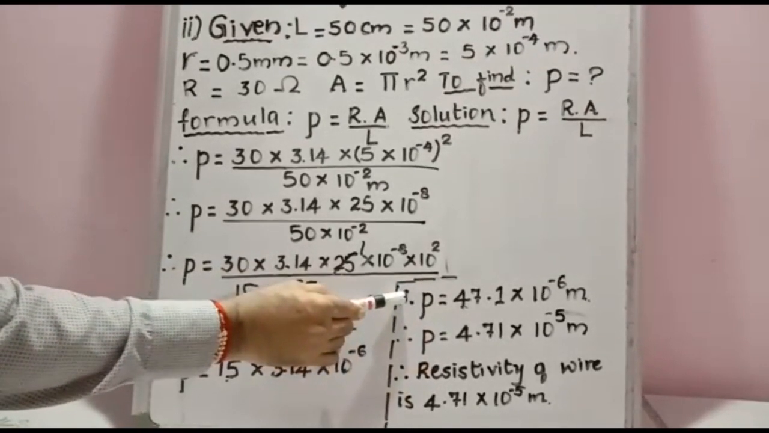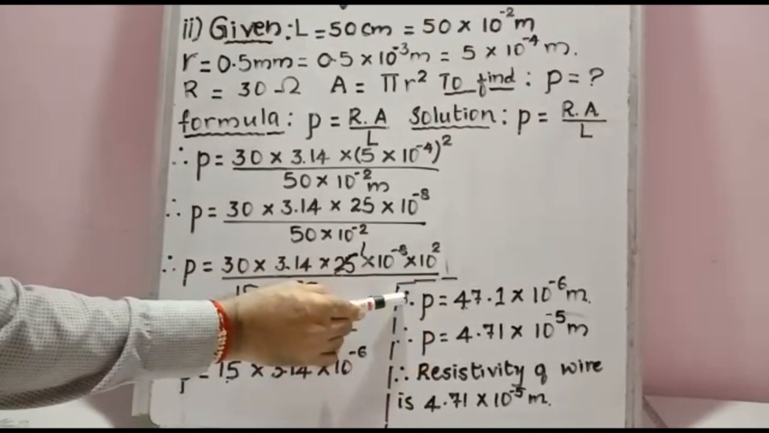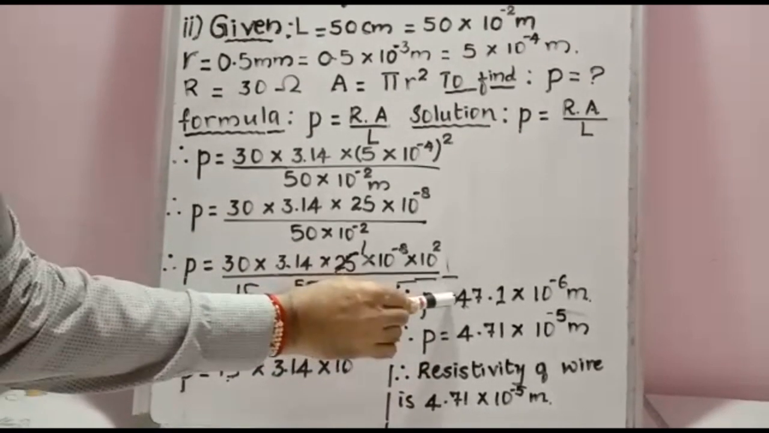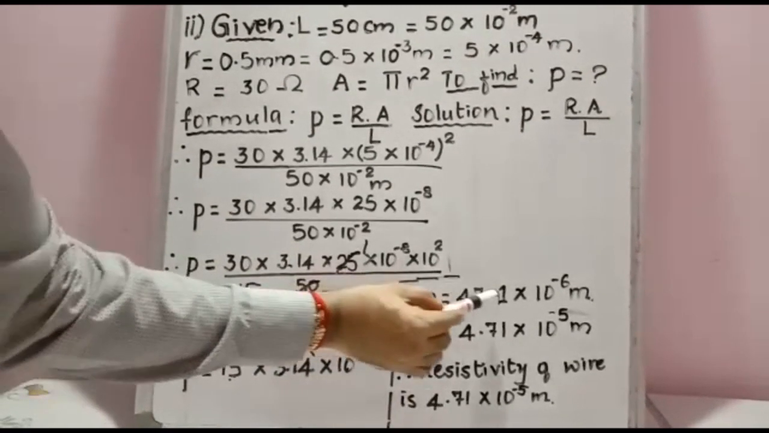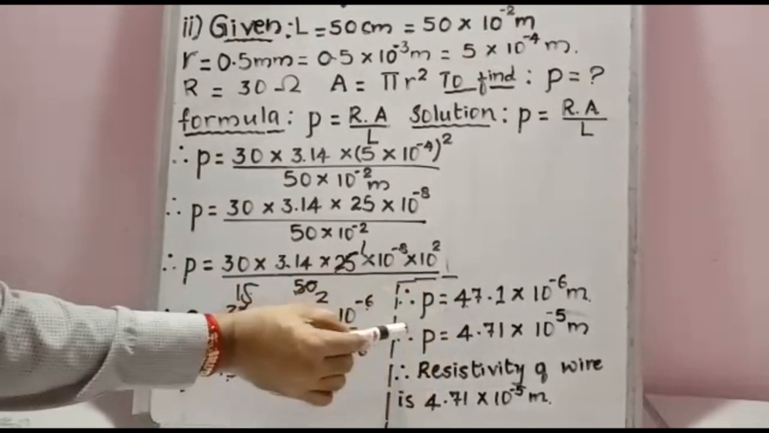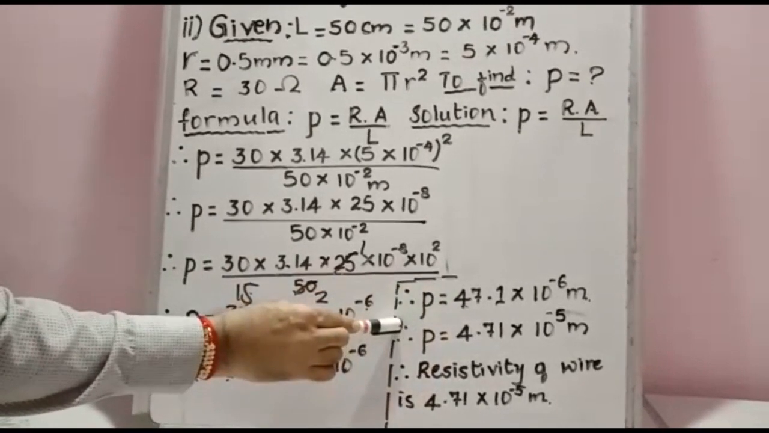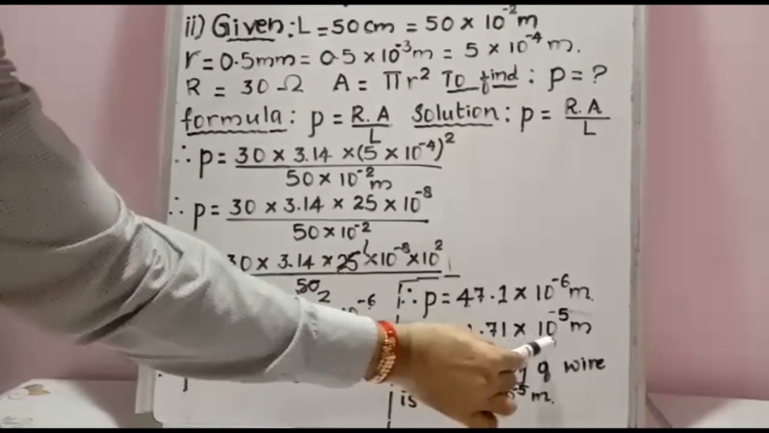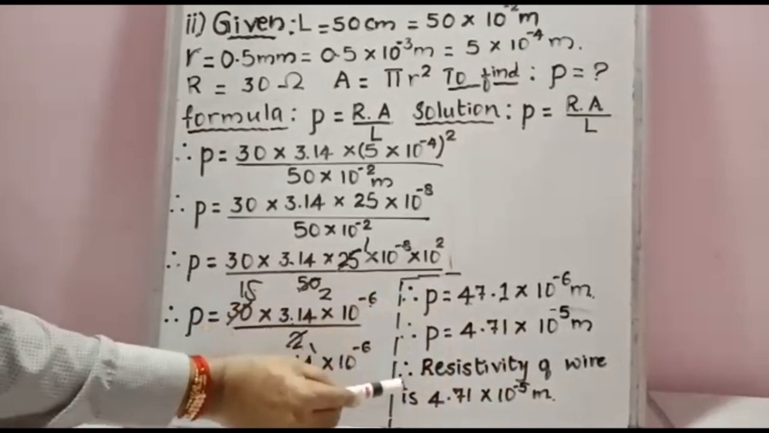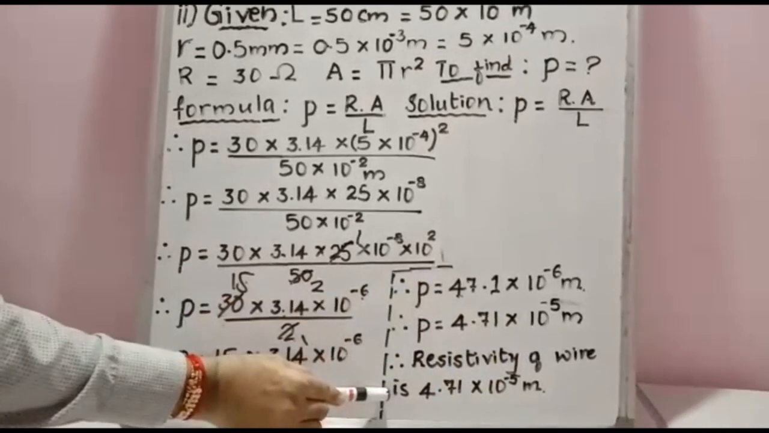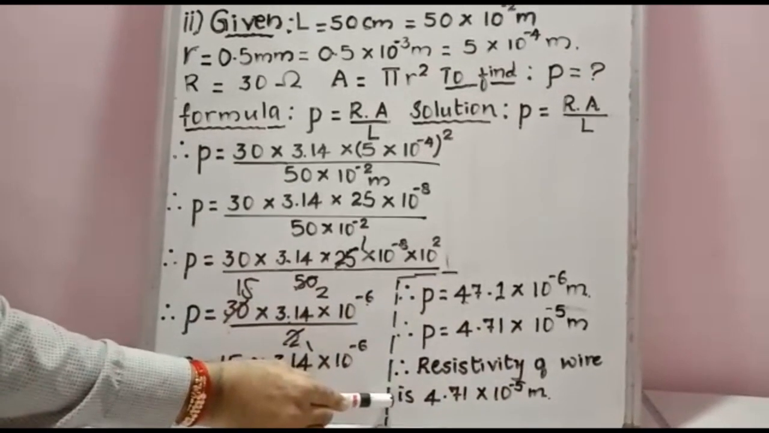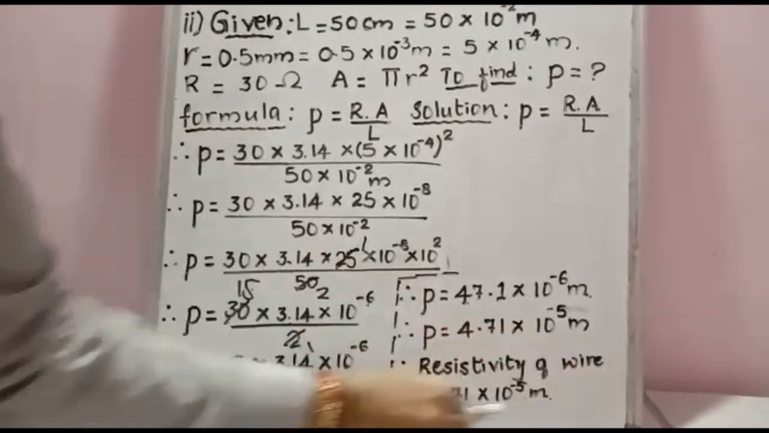Now when we are writing any number in powers of 10, what is the rule? The number should be 9 or less than 9. So we will shift the decimal point here. When we shift the decimal point, it will be 4.71. So we have to reduce 1 from the exponent, that is 10 raised to minus 5 meter. So resistivity of the wire is 4.71 into 10 to the power of minus 5 meter. Final answer, put it in the box.